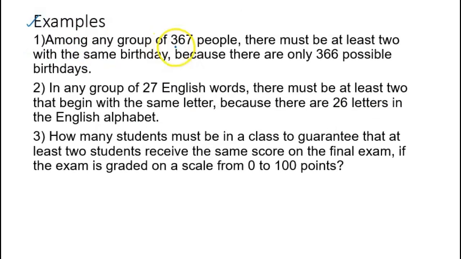Suppose we select a group of 367 people. Then using the pigeonhole principle, we can guarantee that at least two of them will have the same birthday. Because at most how many birthdays are possible? At most 366 possible birthdays are there. Here I am including 29th February also. So in a year there are 366 days at most if I take the leap year.